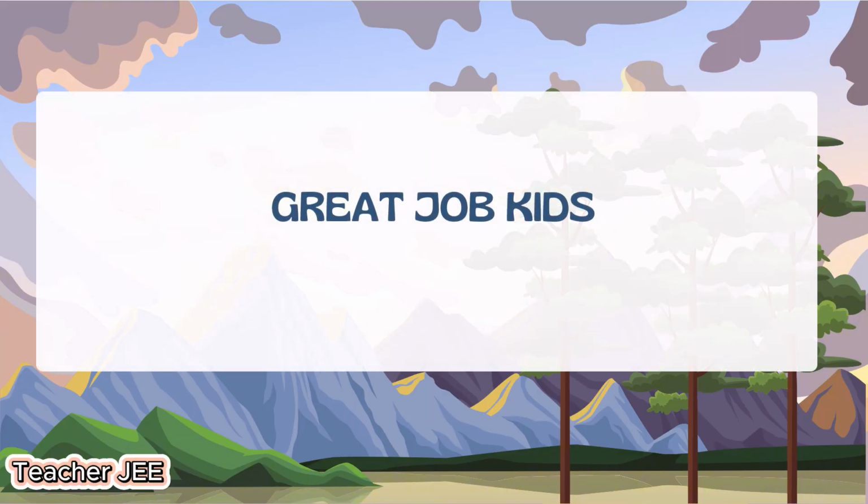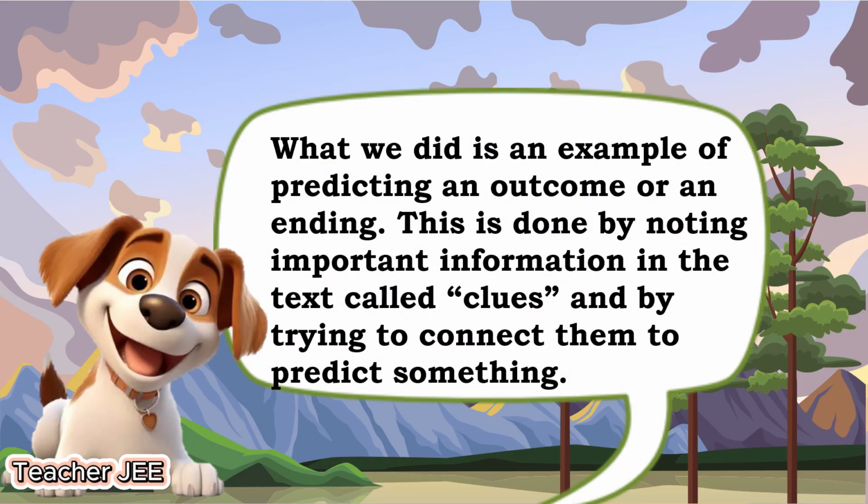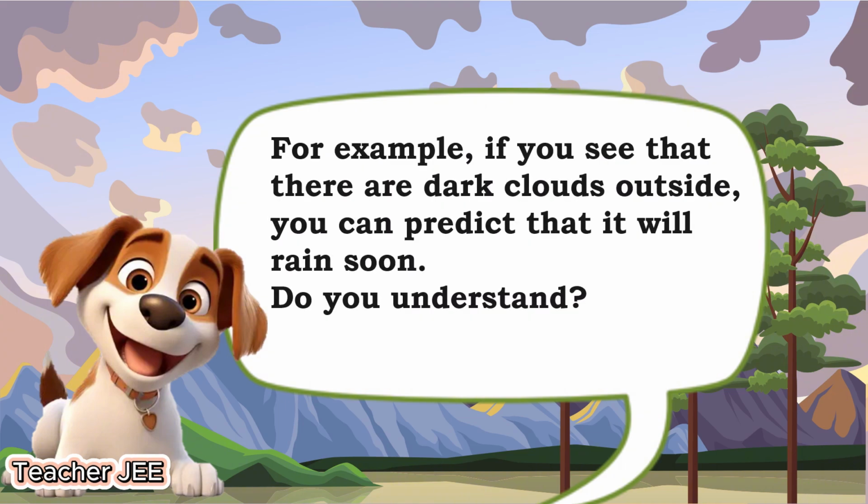Great job, kids! You've done very well. What we did is an example of predicting an outcome or an ending. This is done by noting important information in the text called clues, and by trying to connect them to predict something. For example, if you see that there are dark clouds outside, you can predict that it will rain soon. Do you understand?